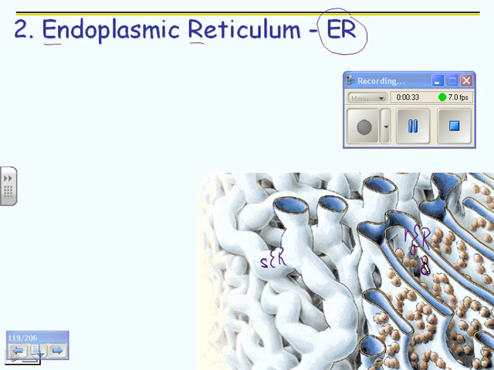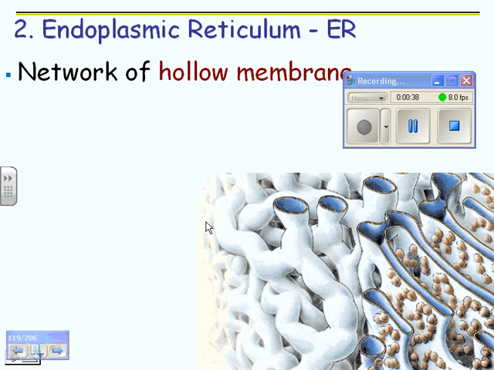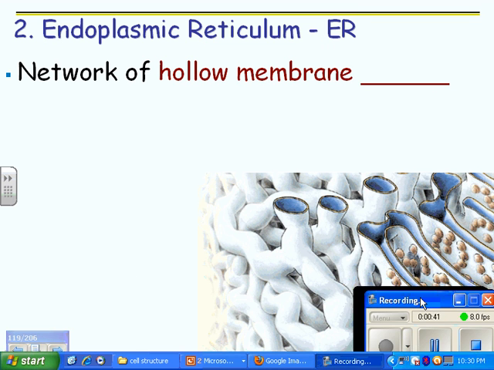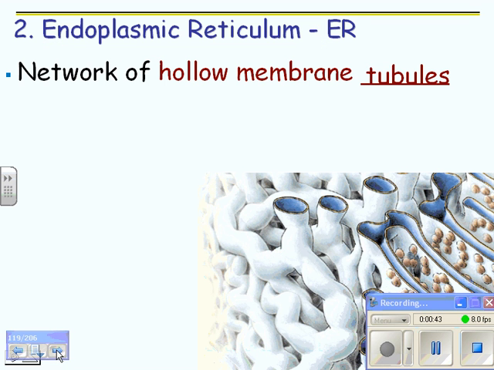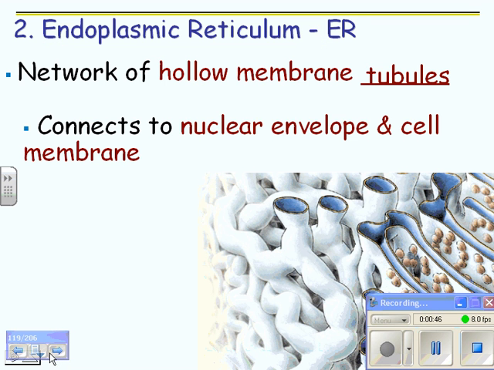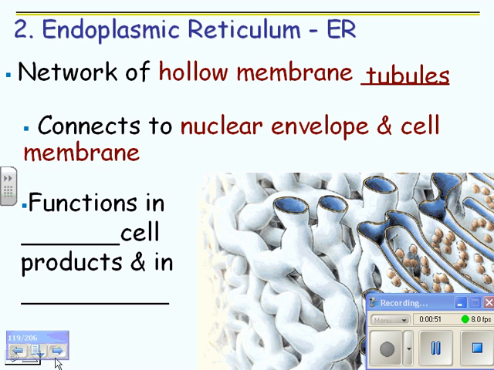Do you remember what ribosomes do? They make proteins. So the endoplasmic reticulum is a network of hollow membrane tubules. They connect the nuclear envelope to the cell membrane, so they span the whole cell, pretty much. They function in making cell products and in transport. So they'll modify the cell products. The smooth stuff is mainly involved in lipids, and the rough stuff, with all these ribosomes that make proteins, is involved in moving or modifying proteins.